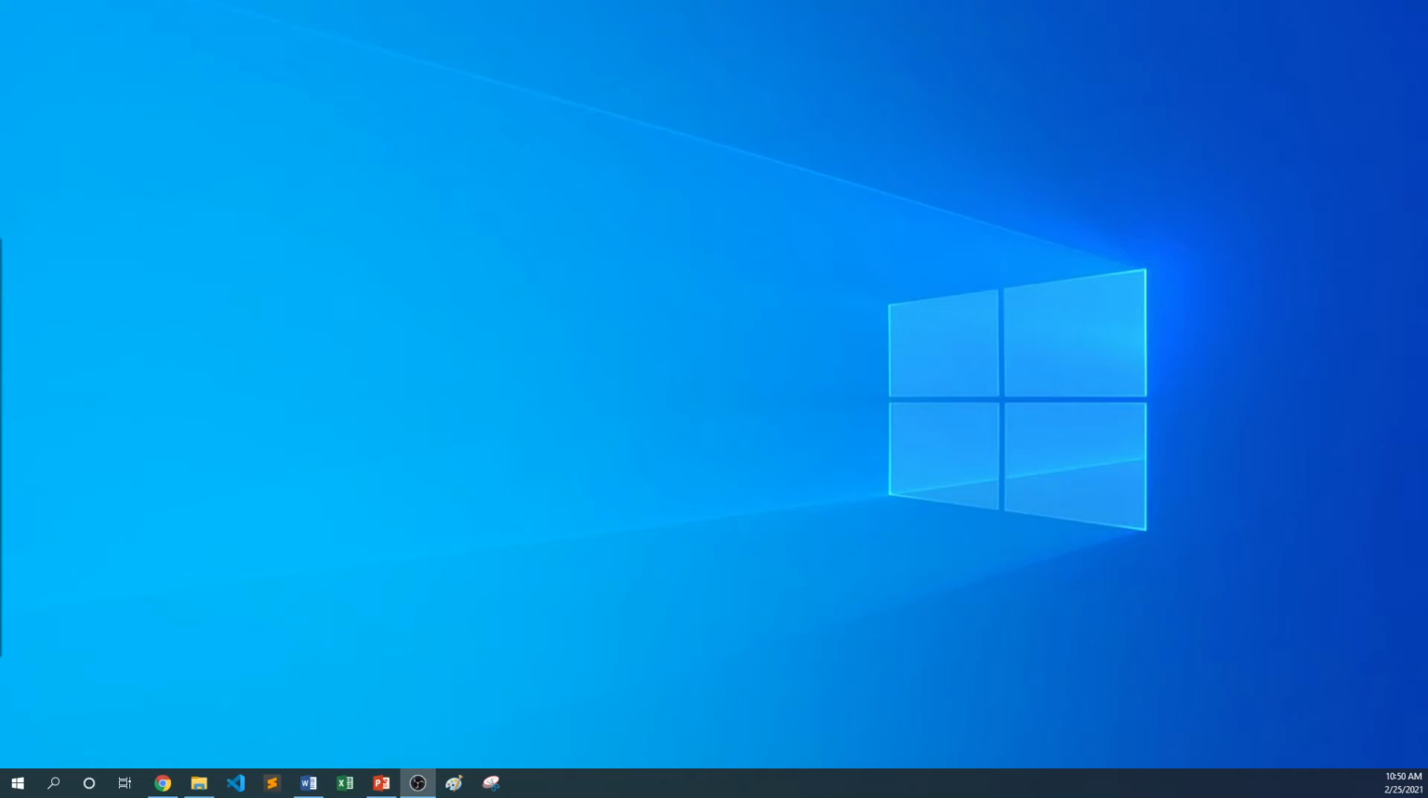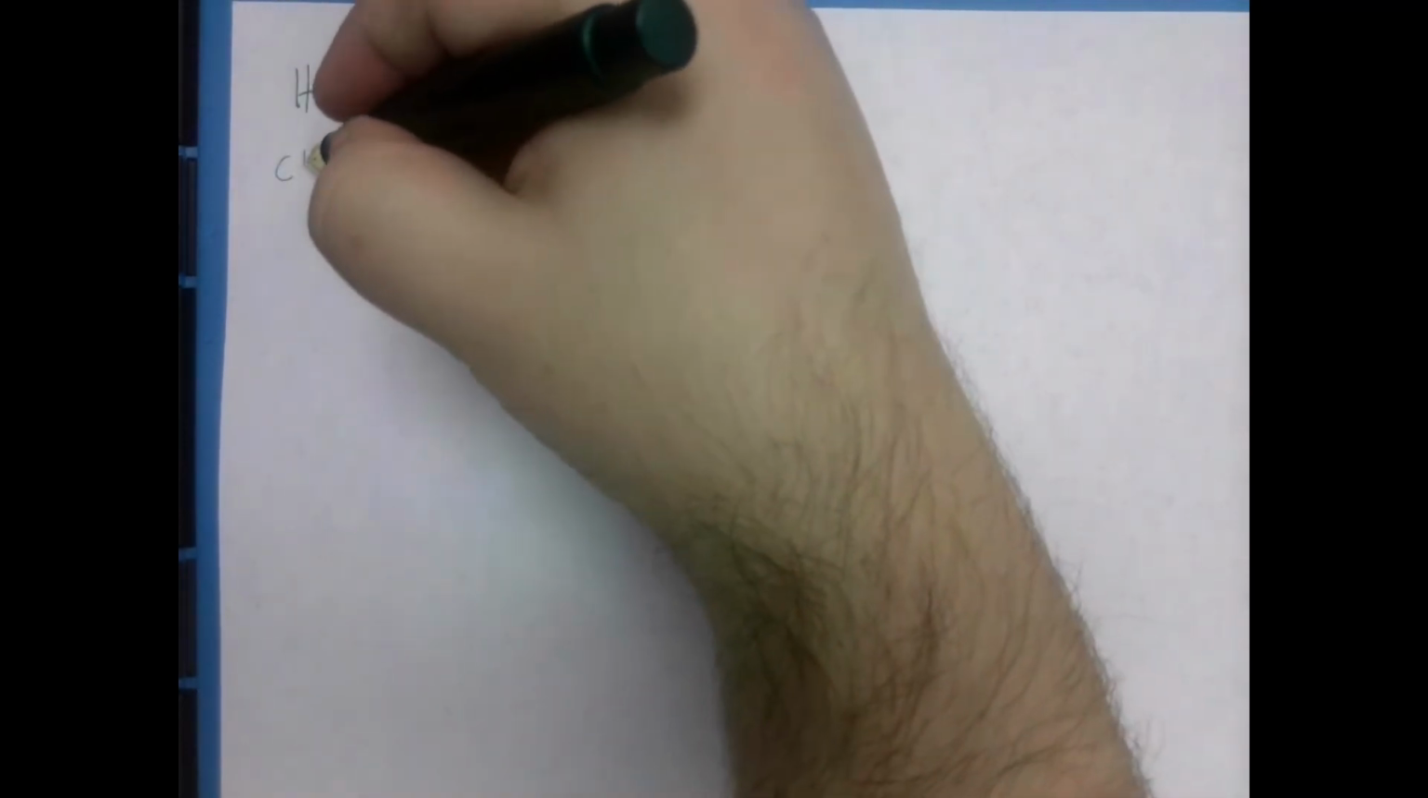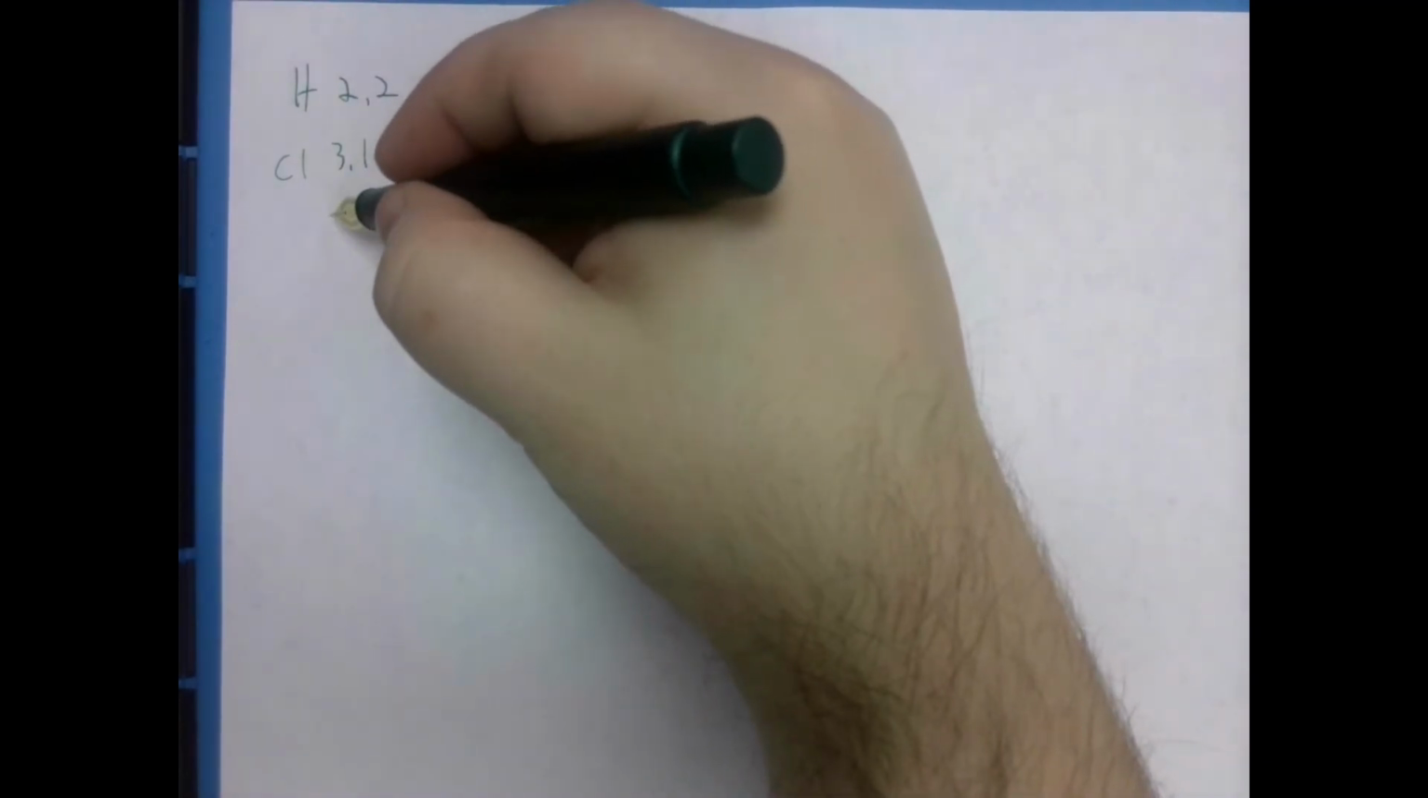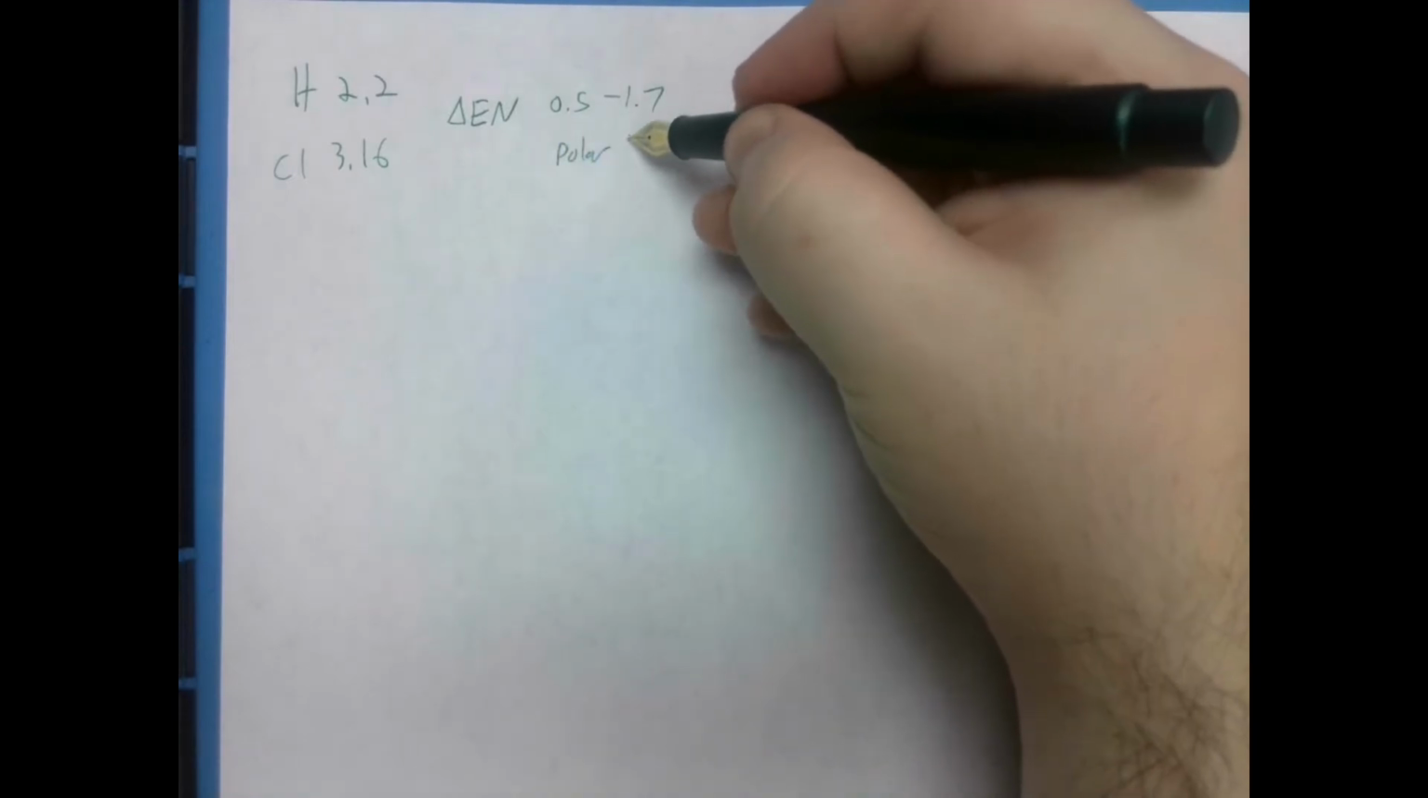Note the PowerPoint is wrong. Hydrogen has 2.2, chlorine has 3.16. The difference of EN is between 0.5 and 1.7, so that means it's a polar bond.